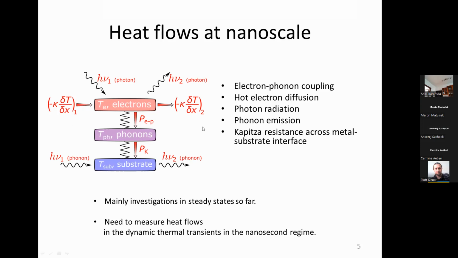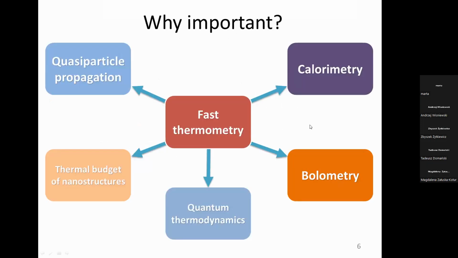Okay, so apart from such fundamental processes, when we talk about fast thermometry, we immediately have in mind calorimetry, which is aimed at measuring the heat associated with cooling or heating up of the nanostructure. This also involves measurement of the heat associated with phase transition. Calorimetry is the basic building block for bolometry. So bolometry deals with detection of radiation.